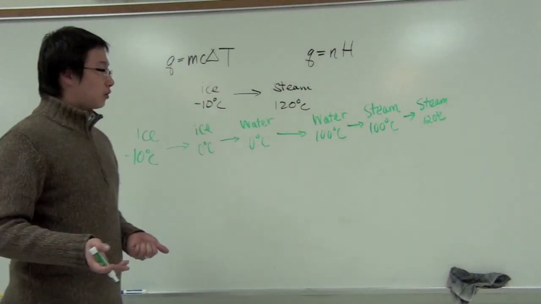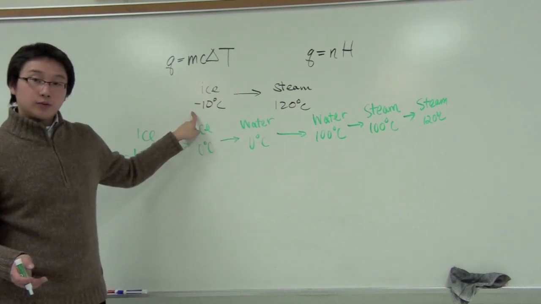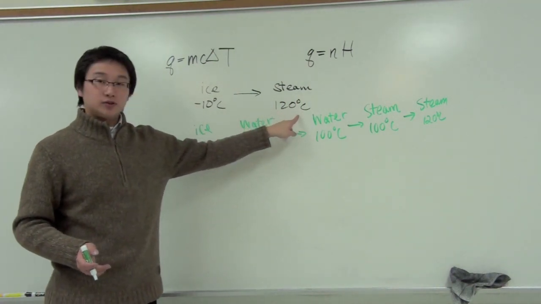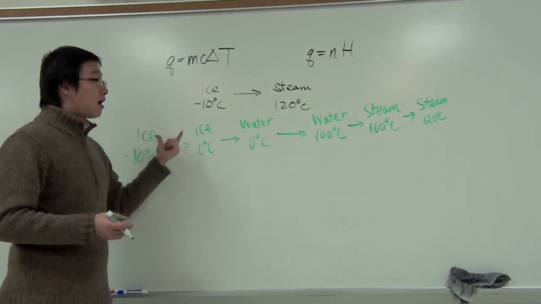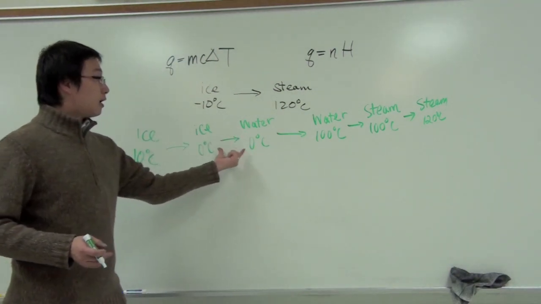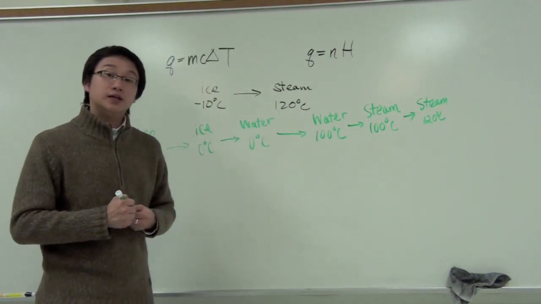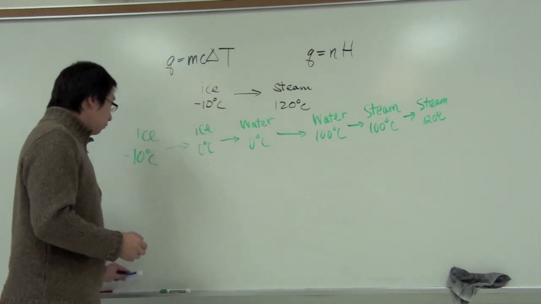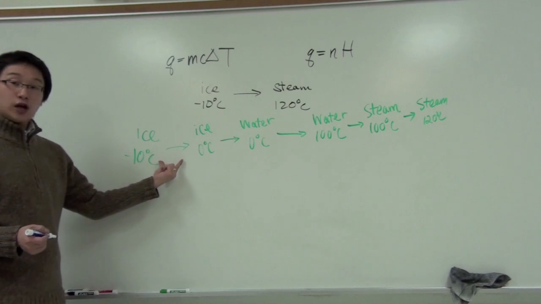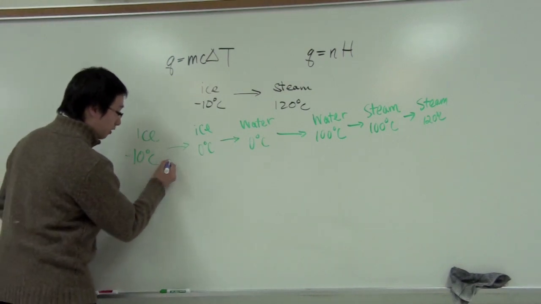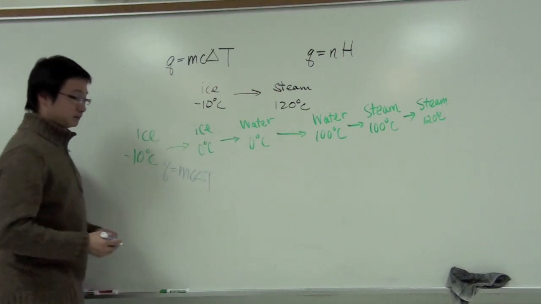So as you can see here, going from ice to steam, from -10 degrees Celsius to 120 degrees Celsius, is not a simple process. It takes 5 different steps. Each arrow here represents a calculation because it represents a change. So if we look at the arrows, at the very beginning we have a change in temperature. So we have Q = mcΔT.